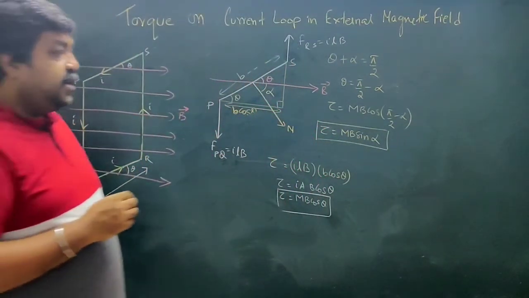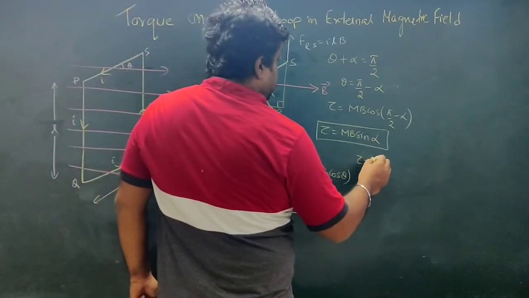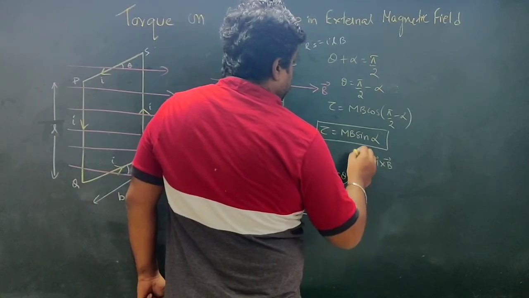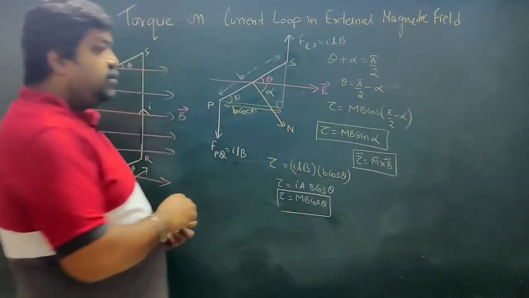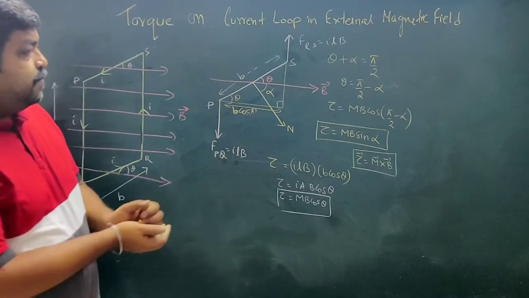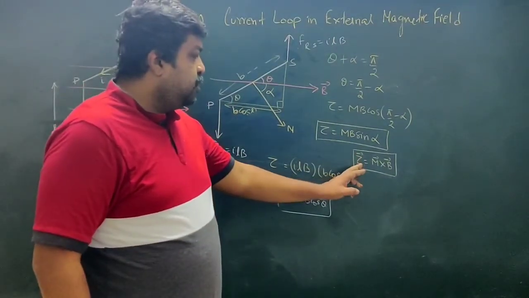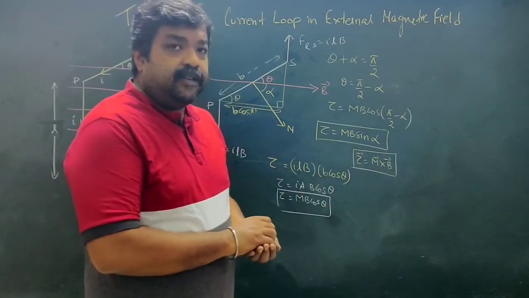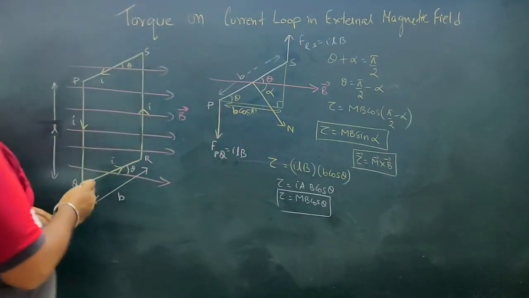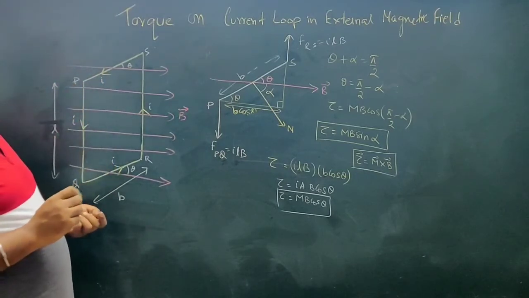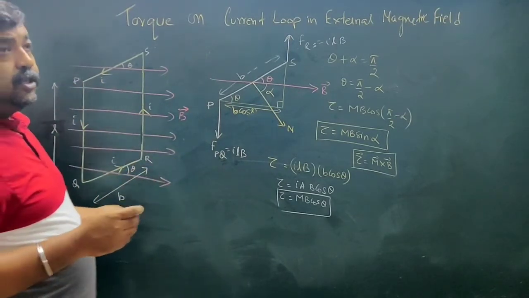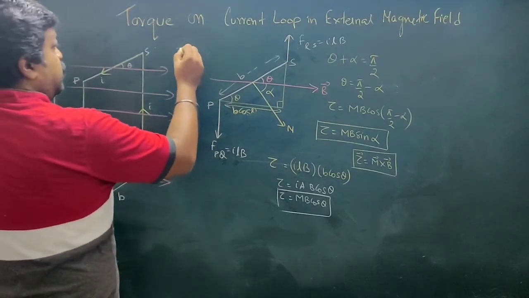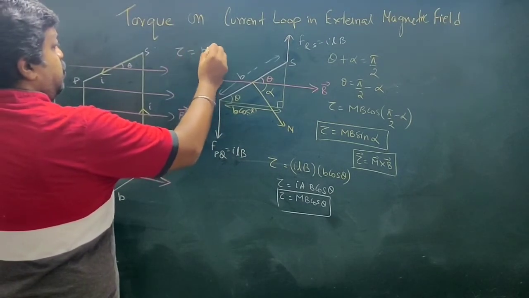Okay. Now we can write this as tau is equal to M cross B. So torque is a cross product of magnetic dipole moment and strength of magnetic field. Now this expression is quite similar to what we have seen in electrostatics, like torque on electric dipole in electric field. It was tau is equal to P cross E.